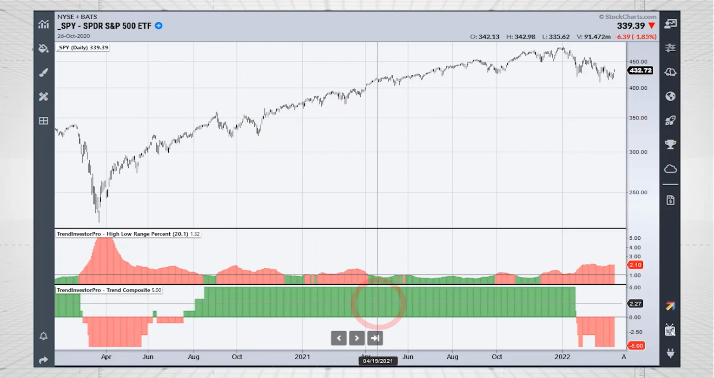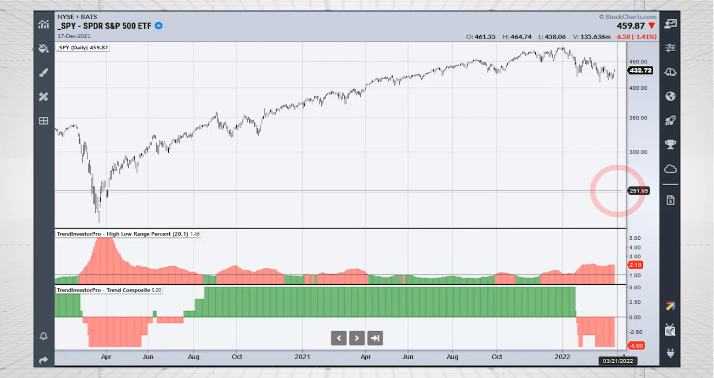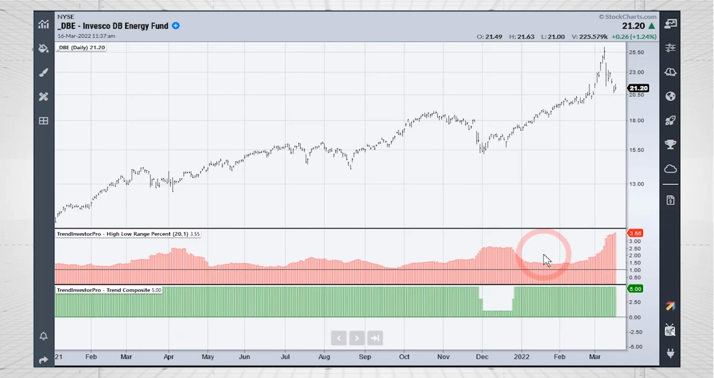But we were in an uptrend. So if you're in an uptrend and you still got above average volatility, you don't worry about it so much unless you get this spike that signals you're going parabolic, which is what happened with oil and energy. And we're going to look at that next.